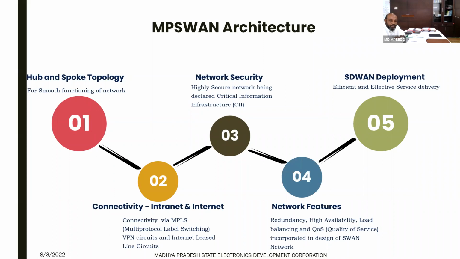Then we have the connectivity, intranet and internet. We have deployed MPLS circuits and internet leased line circuits. With the help of SDWAN, the entire traffic traverses through these internet leased line circuits, as secure and encrypted traffic from end to end, from the block headquarters to the SDC. That then moves over an IPsec tunnel, which is encrypted. Then the features we have deployed include the redundancies available.